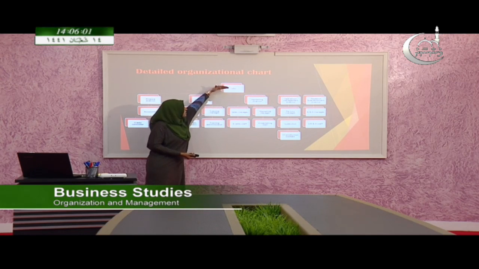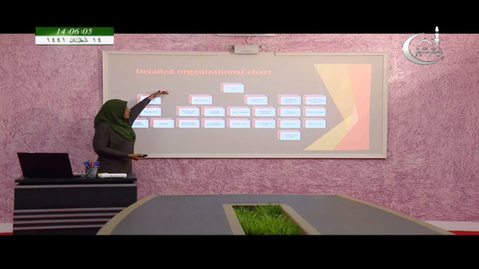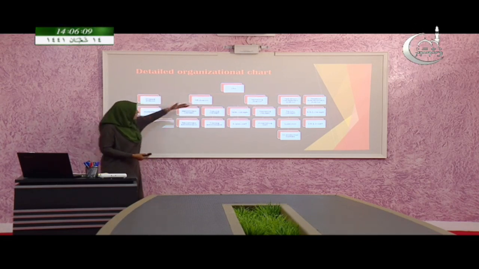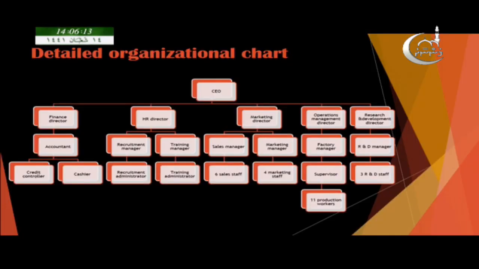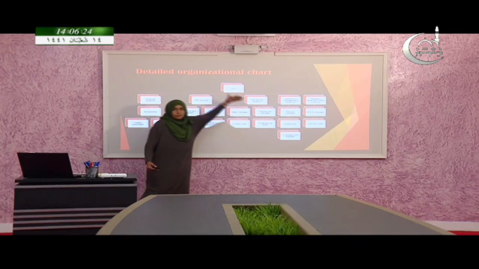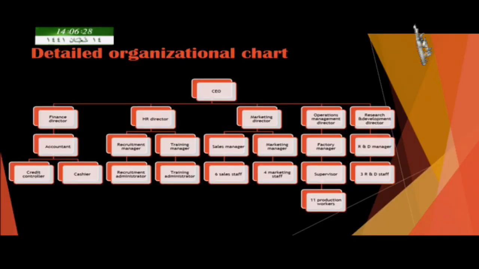So here we can say it is 1, then we can start from this horizontal line. So this is the second level, then here it is the third level, and here it is the fourth level, and the lower level, production workers, this is the fifth level. So in this diagram we can see 1, 2, 3, 4 and 5 levels. So we call the hierarchy as different levels.